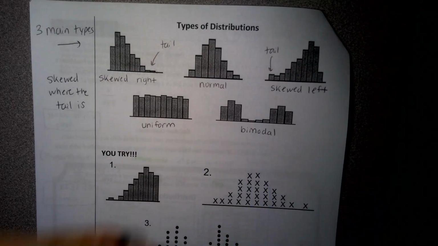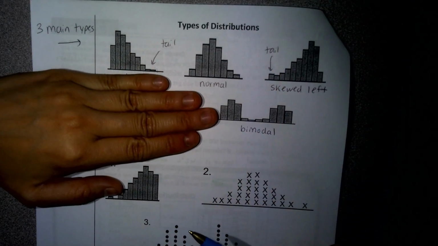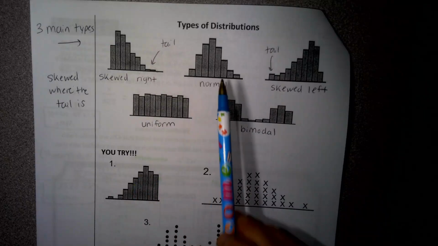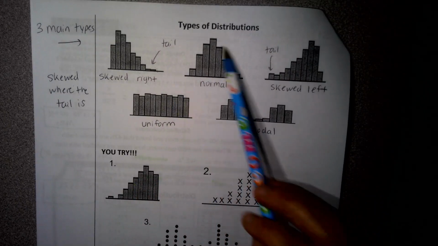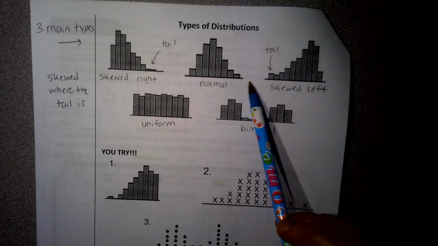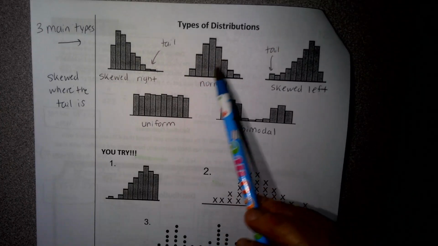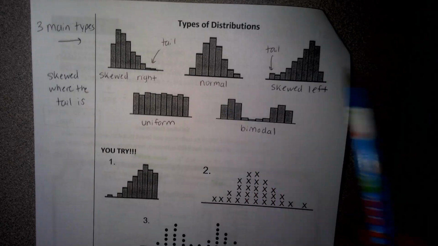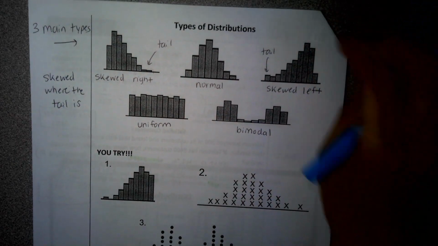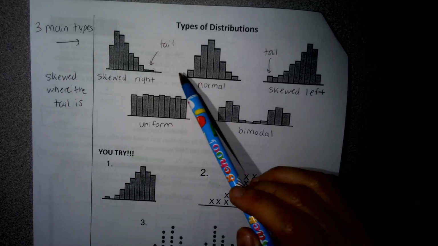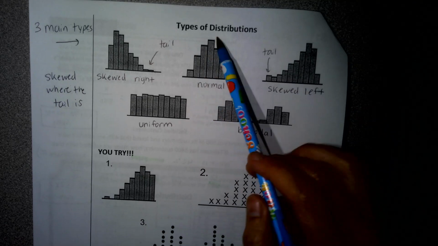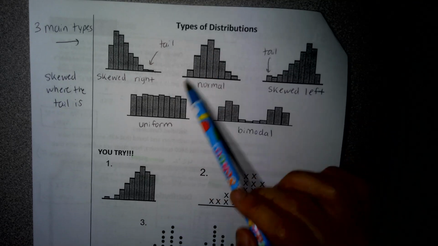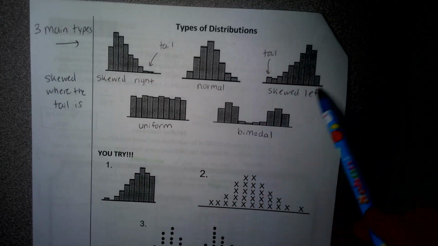Because I'm going to give you a graph like this, and I'm going to ask, what kind is it, right? And you have to say skewed right. Normal is a normal curve. You might have heard of normal distribution. It's a lot of people in the middle and then some people in the extremes. If you've heard of IQ, IQ has a normal distribution. So most people are average, and then some people are really smart and some people are really dumb. And then we have skewed left.